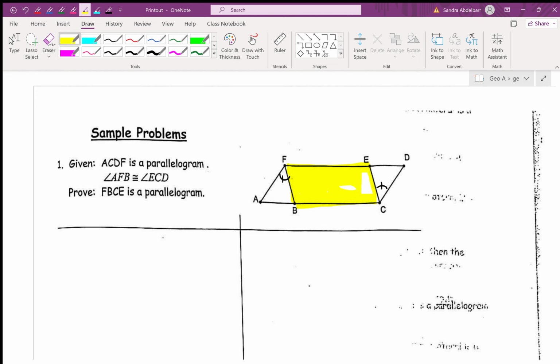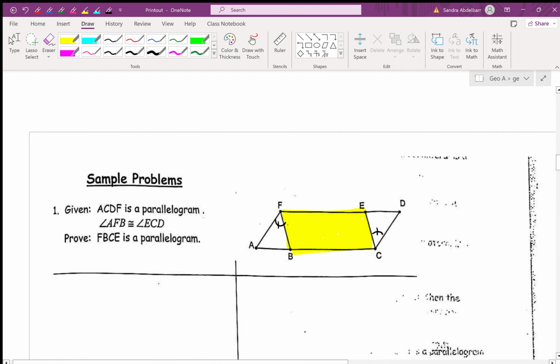There are 5 ways to prove a parallelogram. Let's draw them out. All right, the first way to prove a parallelogram is what? Somebody tell me one way to prove a parallelogram. Both pairs of opposite sides are parallel. Good. Both pairs of opposite sides are parallel. So we can try to show this.